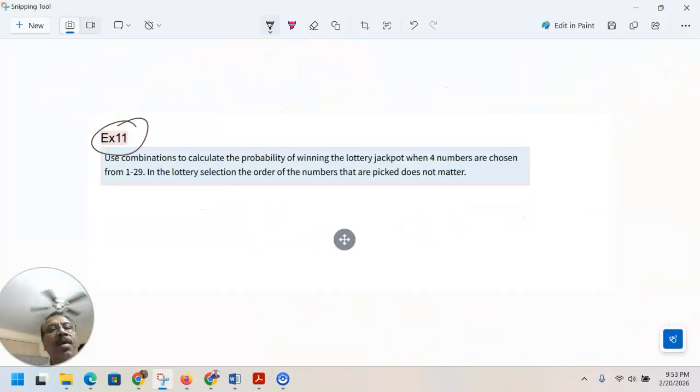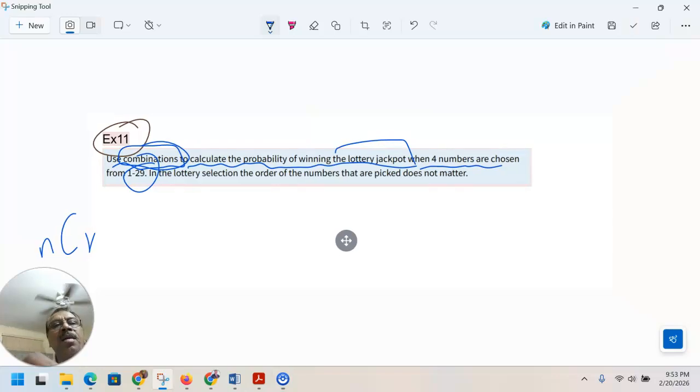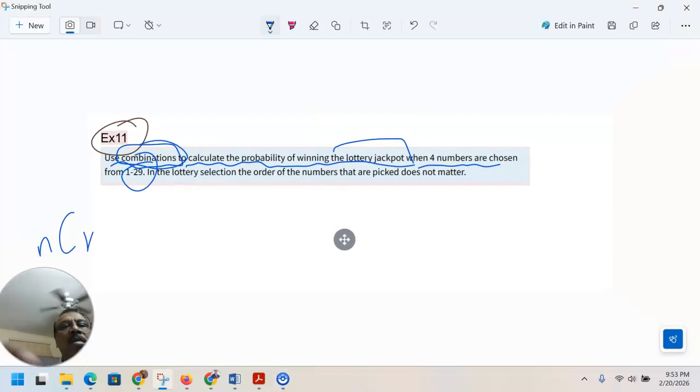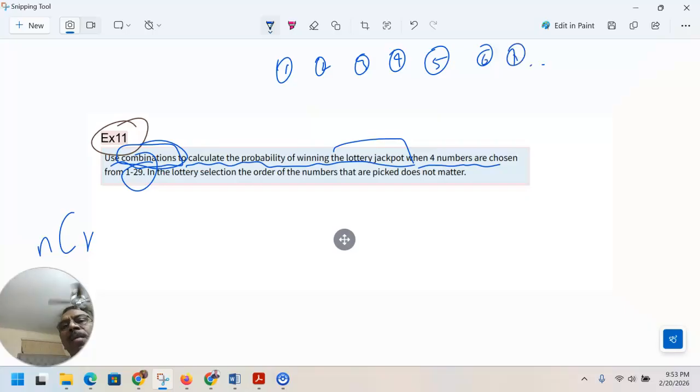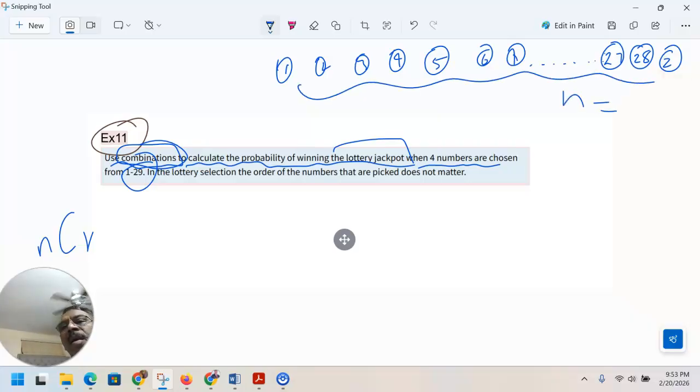This is a beautiful example of lotteries using combinations. So it clearly says you have to use the nCr, right? To calculate the probability of winning a lottery jackpot when 4 numbers are chosen from 1 to 29. So let's see, the numbers are like this: 01, 02, 03, 04. So these are the numbers. And likewise, they go all the way to 27, 28, and 29. So all together, n is 29.